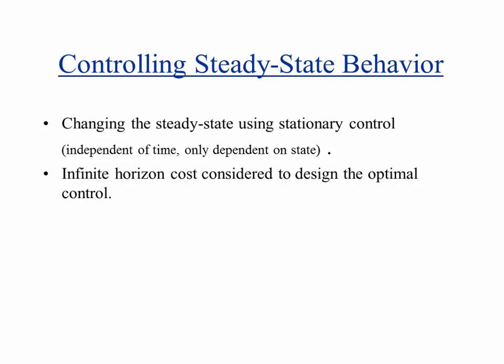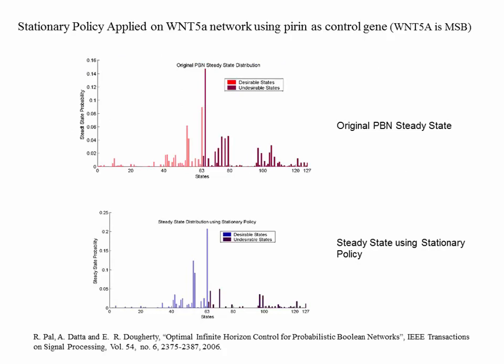And I'm going to show you the result of this. The result of applying that stationary policy is that in the steady state, the probability mass will be higher in the desirable states. Now again, go back to the Wintie-5A example. In the Wintie-5A example, we want to keep the expression of the Wintie-5A gene low, so all the states which have Wintie-5A high are bad states.